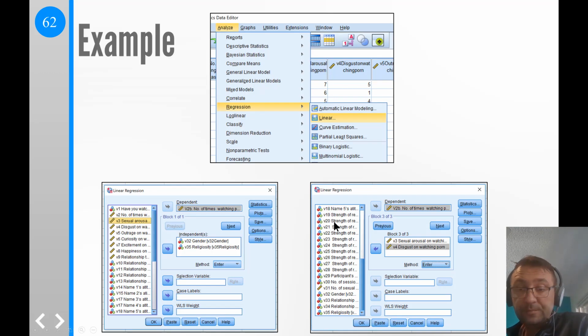But anyway, let's go back to our watching pornography example. We're going to go Analyze, Regression, Linear, and then we put our dependent variable under number of times watching porn. We're doing it as two blocks, so we're doing gender and religiosity first, and then we're adding in sexual arousal and disgust. Our idea being that we'll look at first what the effect of gender and religiosity is on watching porn, and then we'll see what happens once we control for these attitudes of arousal and disgust.